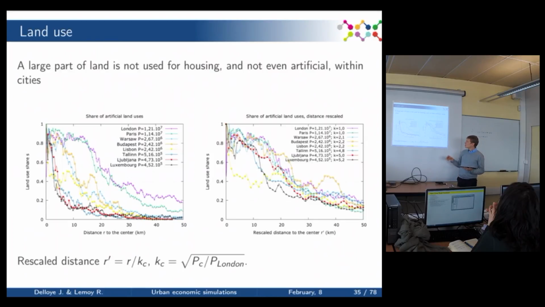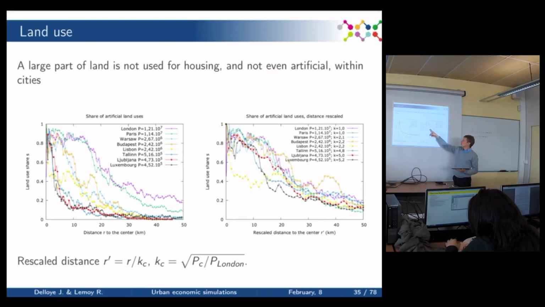And what you see on this figure is that all curves are really, really similar to each other. So this is what you call a scaling law. All cities are quite similar to each other in terms of land use, but you need to rescale the distance.